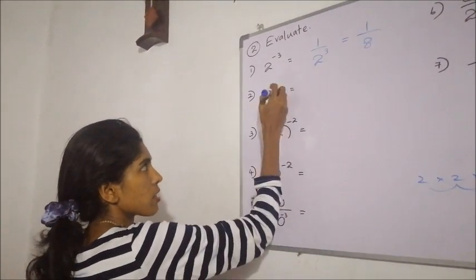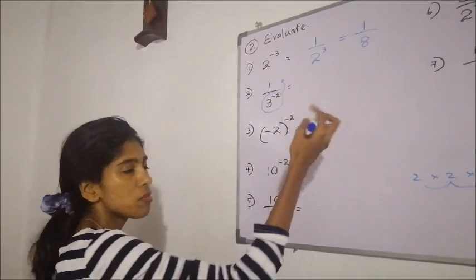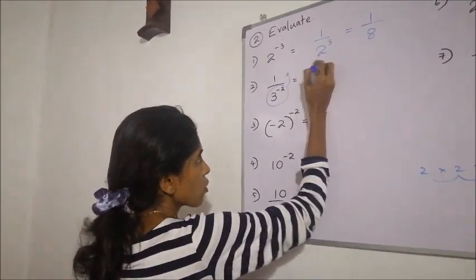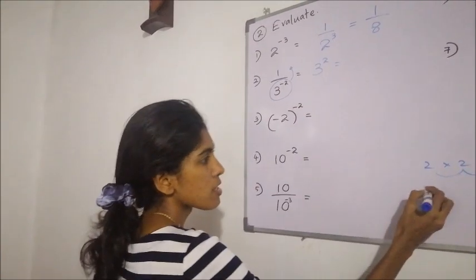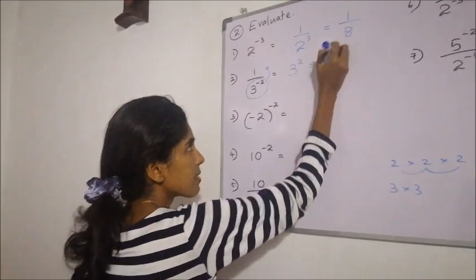Next one. To make it positive, bring it up. Reciprocal of that. 1 times something means the same answer. 3 to the power 2. 3 squared means 3 should be repeated by itself 2 times. 3 times 3 is 9. Just 9.